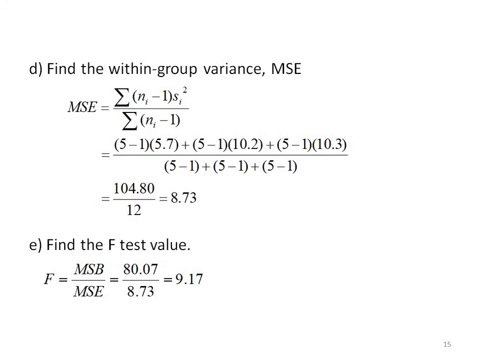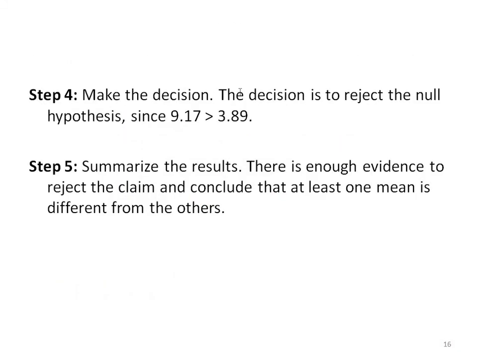For now, let us continue to step 4, make the decision. Since the F value is 9.17, which is greater than the critical value 3.89, therefore, reject the null hypothesis. Step 5. Summarize the results. There is enough evidence to reject the claim and conclude that at least one mean is different from the others.